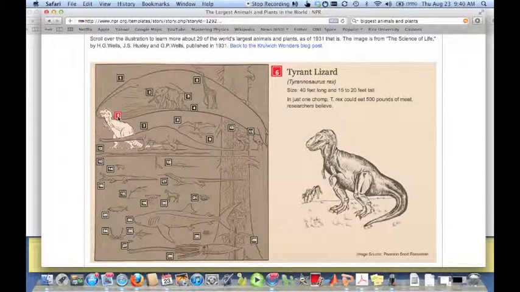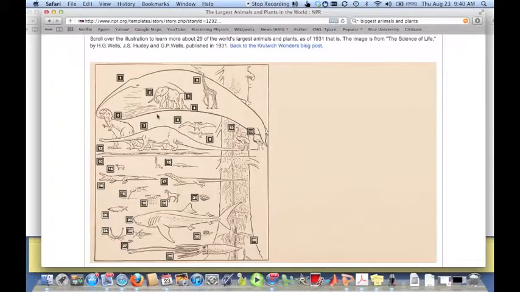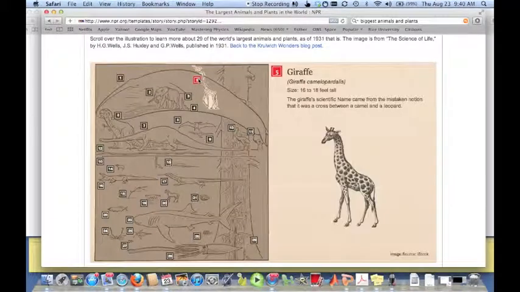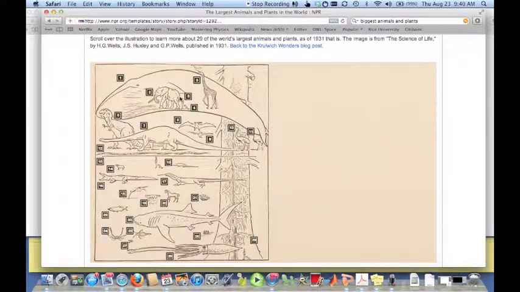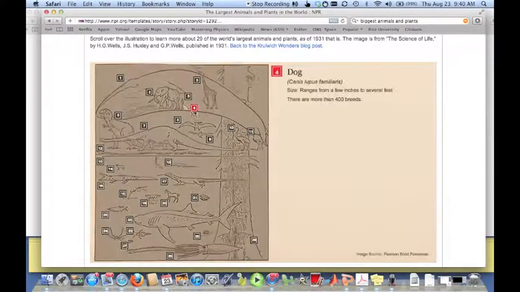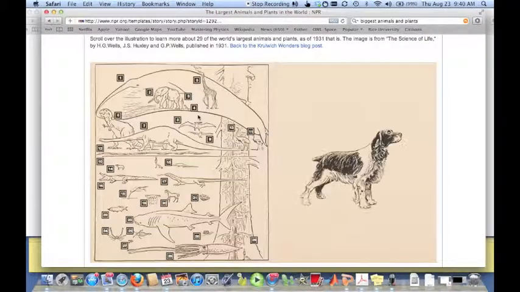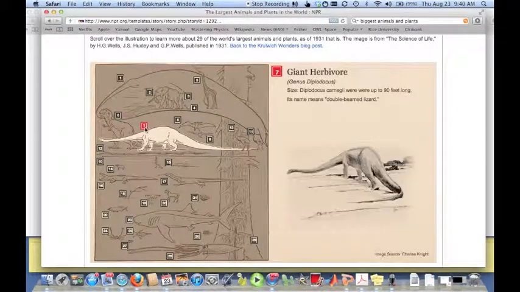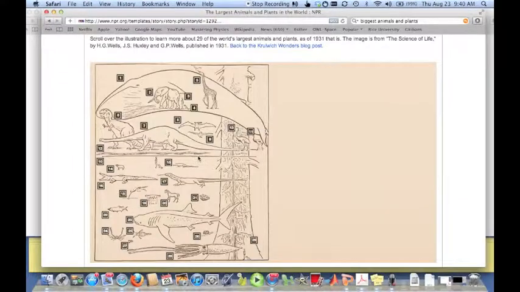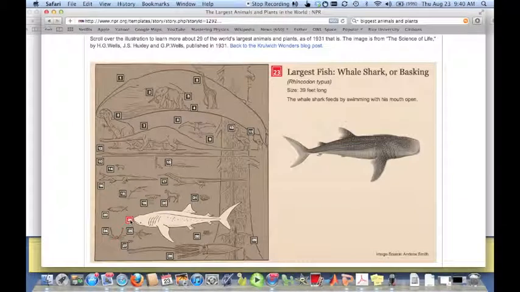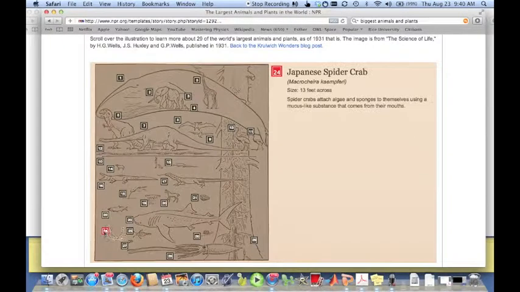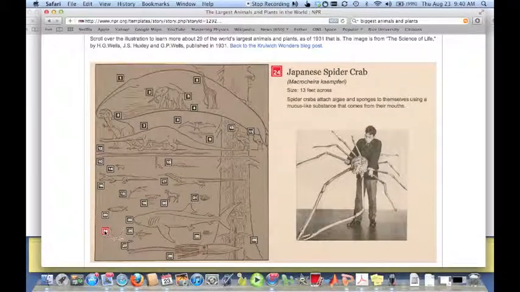You can see that a T-Rex compared to a blue whale is kind of a pygmy. Compared to an elephant, even smaller. Giraffe. So you can see a blue whale probably could have a lunch of an elephant and a giraffe and a human and a dog. And that would probably be good. Other big dinosaurs here, Diplodocus. What else do we have? The biggest fish, which is a whale shark. Squid. This one's cool, Japanese spider crab.